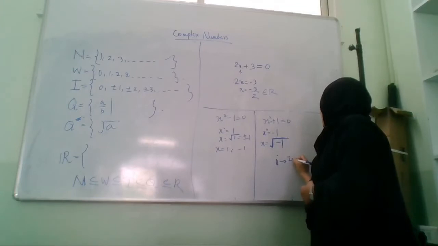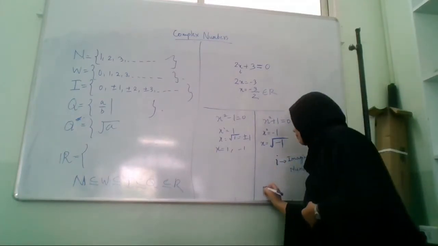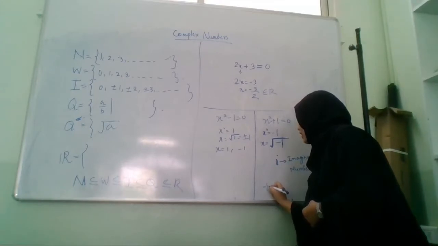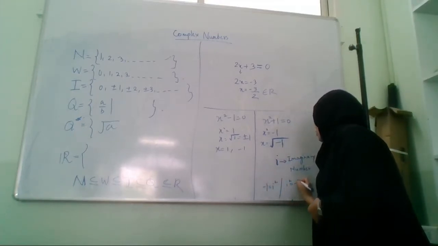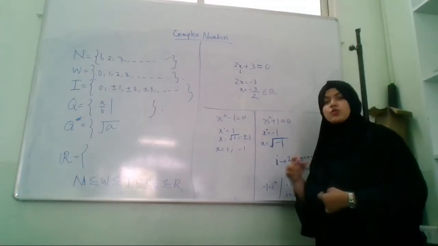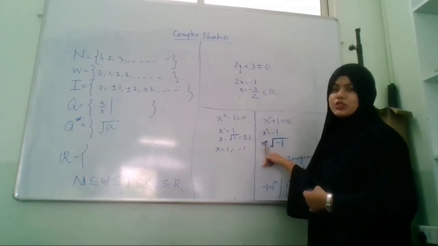This is nothing but an imaginary number, and its value is: minus 1 is equal to i square. That is, i square is equal to minus 1. Therefore, i will be equal to under root of minus 1. So now we can find its solution.